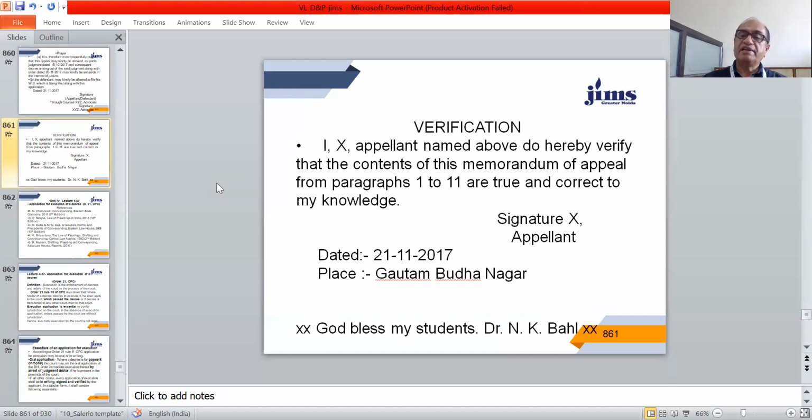Date of filing is again to be mentioned here as 21st November 2017 and place of drafting is to be mentioned as Gautam Buddha Nagar. So dear students, this is how today we have learned the drafting of a suit on behalf of indigent person, and second item we have learned the drafting of memorandum of appeal against the orders. So dear students, thank you very much.